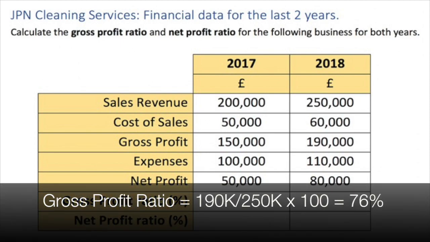So for 2018, the gross profit is 190,000. That's K, 1,000. Don't write K in the exam. 190,000 divided by £250,000 sales, multiply that by 100, you get 76%.